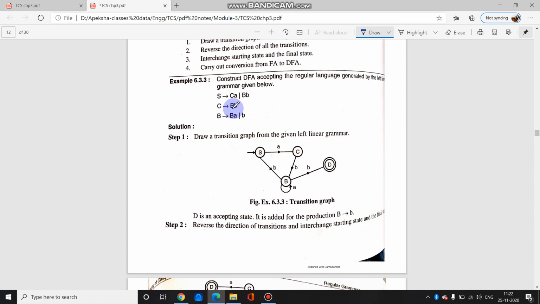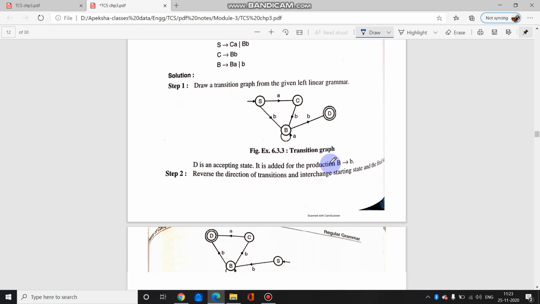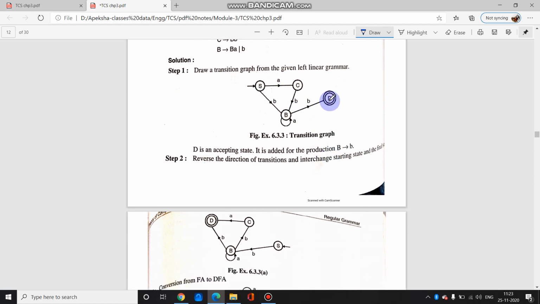C is also going to be on input B. So C, B, B. B on input A is going to B itself. So this is a closure. And B is also giving B. So B is giving B and that is the final state because ये दिखाना पड़ता है कि B input B पे आने के बाद एक final state हमें चाहिए है. So here S is the starting state, D is the final state.